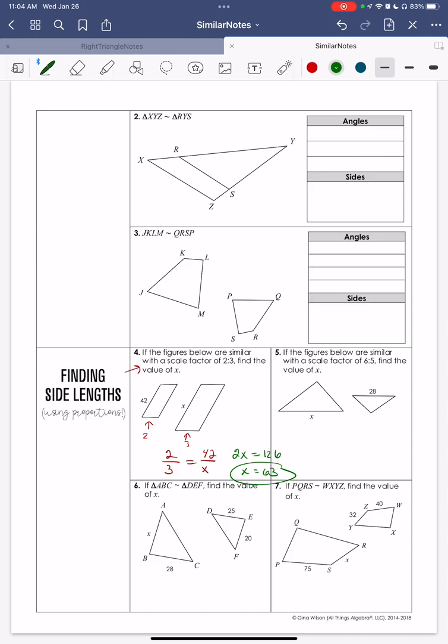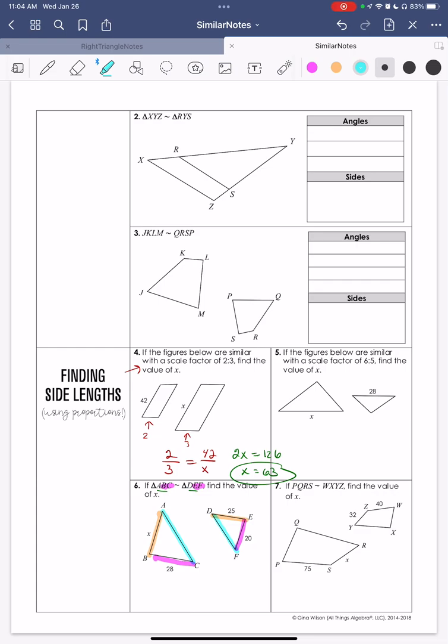So this one, they're giving us a similarity statement first. So the thing you have to be careful of is that you match up the correct sides. So I like to label. All right, so we're told A, B, D, E. So here's AB, here's DE. And then we're told B, C, and E, F. So here's BC and EF. And finally, we've got AC and DF.